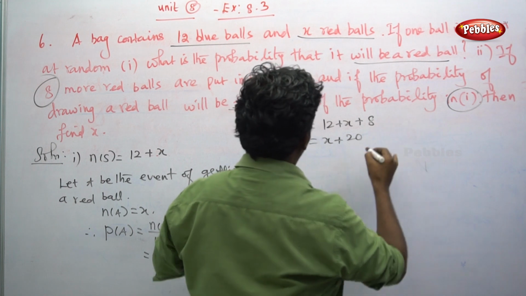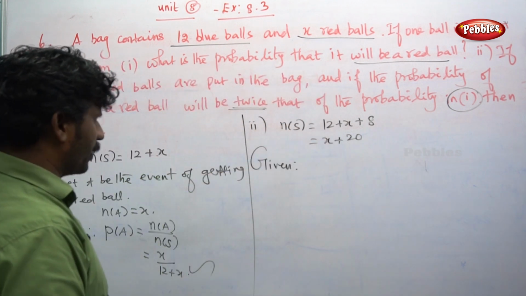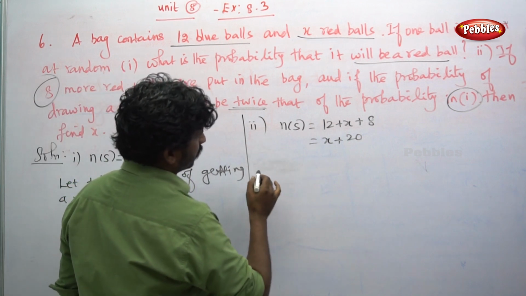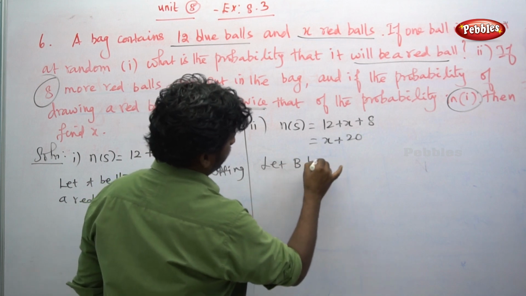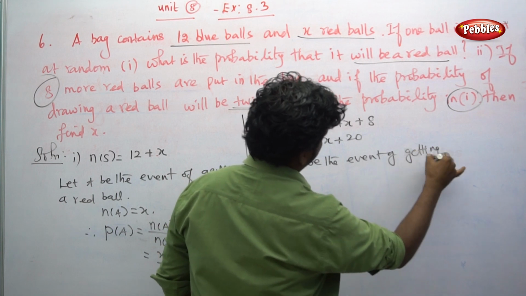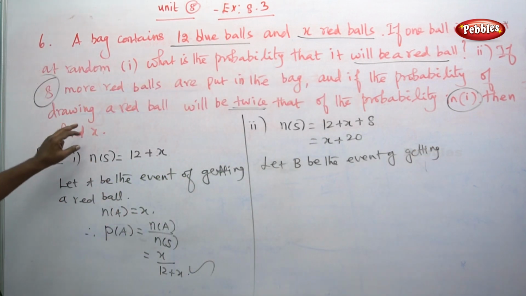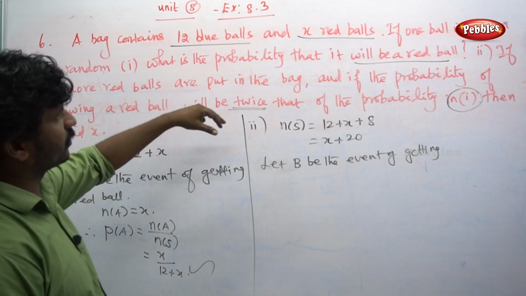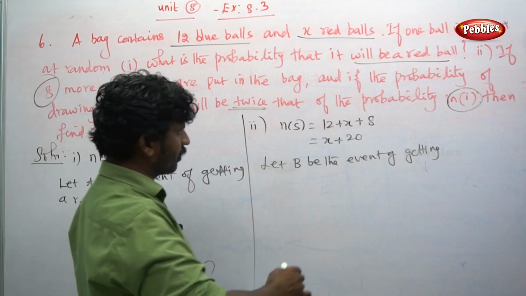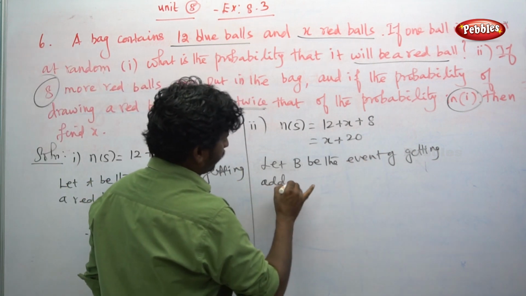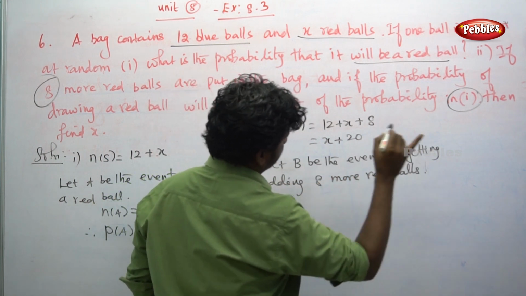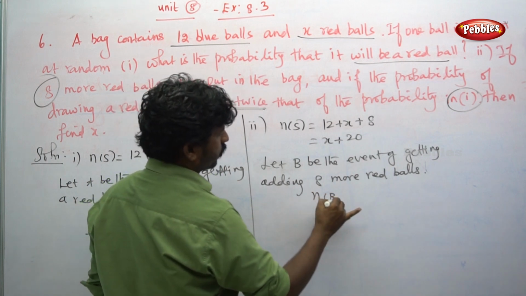The n of S is equal to x plus 20. Similarly, what should we do here? Find the event B first. After that, write the given statement. So let B be the event. Let B be the event of getting, what is the second point? Drawing a red ball will be twice. Before that, what is given? 8 more red balls are put in the bag. Event of getting, adding 8 more red balls, right? So after writing that, the n of B is equal to, what should we do here?